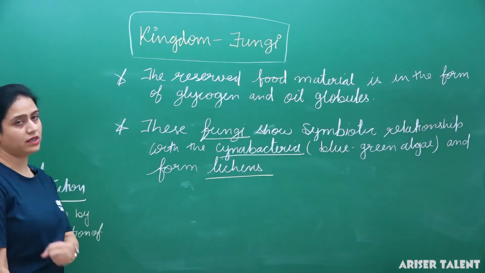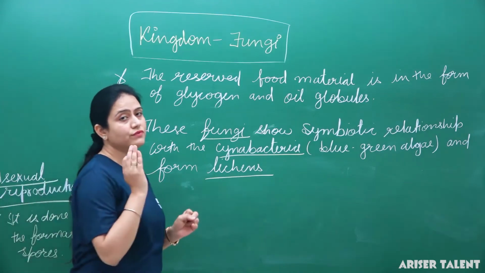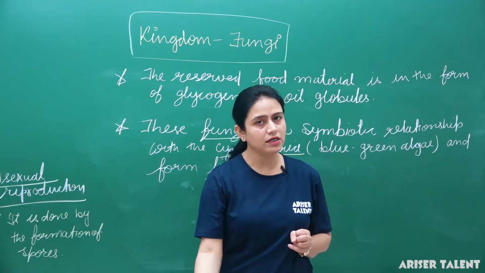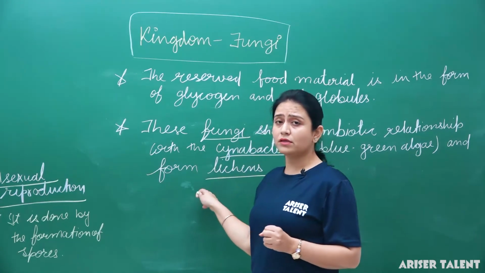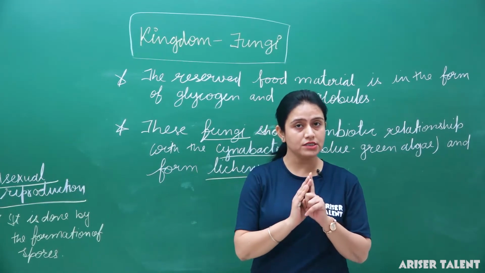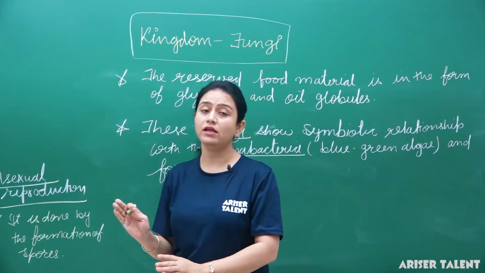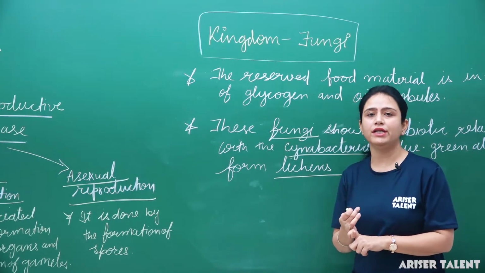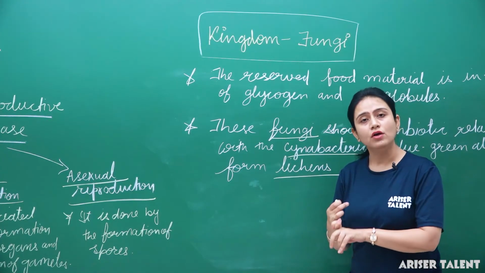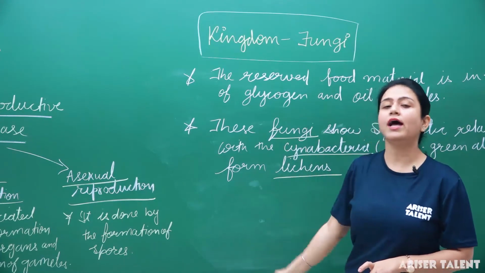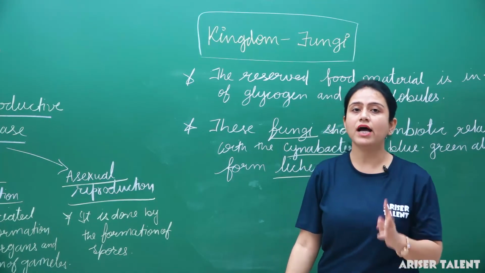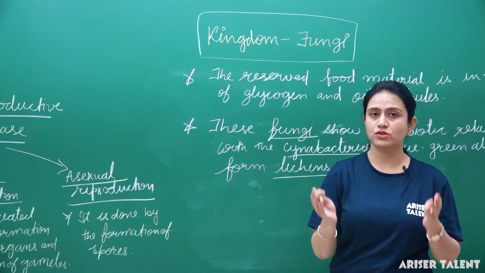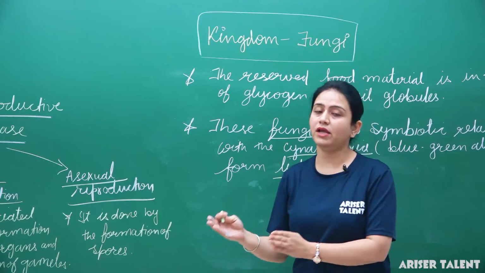So this is all about the kingdom fungi. The organisms which are found in the kingdom fungi are generally unicellular or they may be multicellular, and the body is thalloid, means the body is not differentiated into root, stem and leaves. Okay, and the reserve food material is generally in the form of glycogen and oil globules. They do not have chlorophyll. This is the reason that they are dependent for food on the environment. So they can be saprophytic or they can be parasitic.